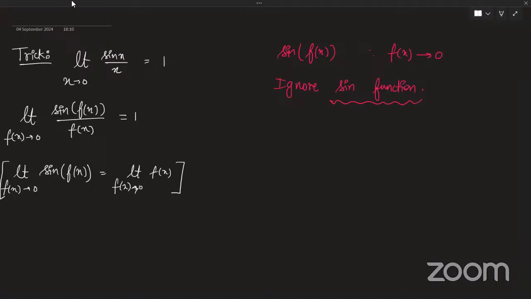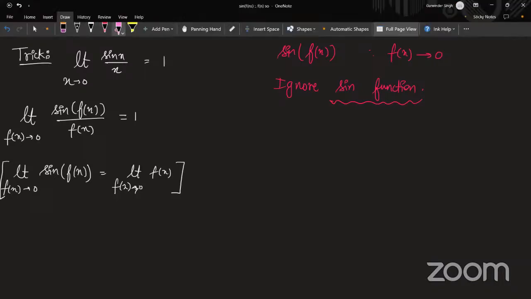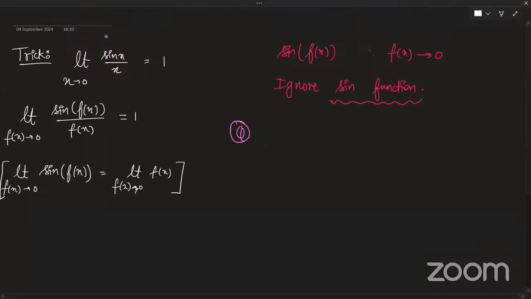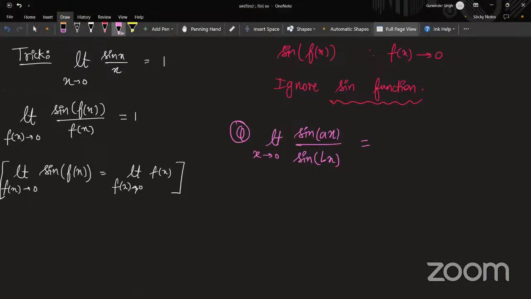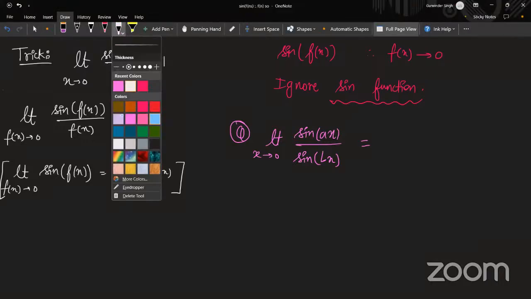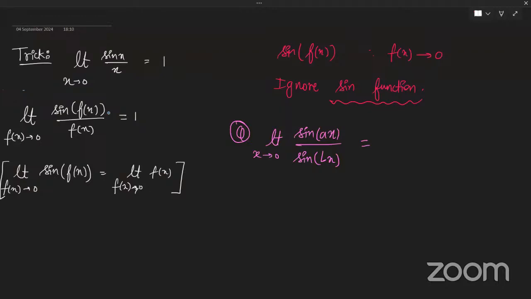Okay, so I'll just give you one small question. I have limit x tends to 0, sine of ax by sine of bx. Yesterday, the way we solved it, it went really long. But I have a very small trick: you can ignore the sine function as long as the quantity inside your sine is tending to 0. If my x is tending to 0, my ax will go to 0.